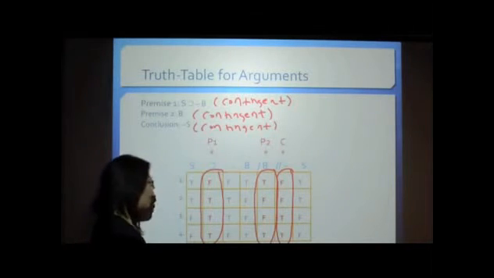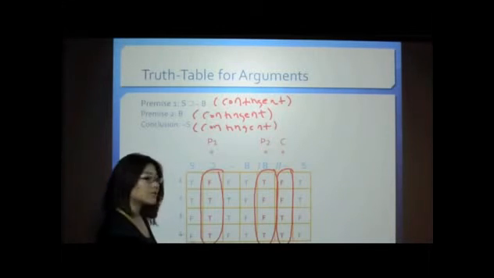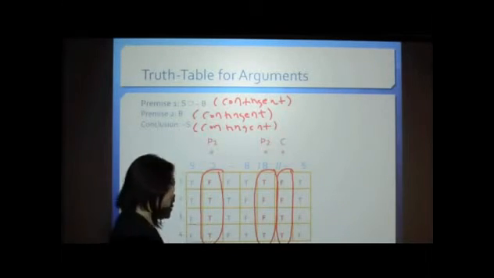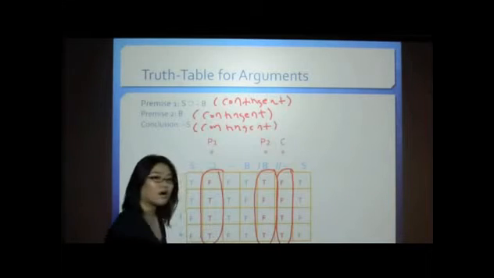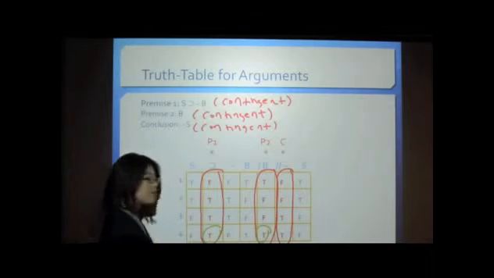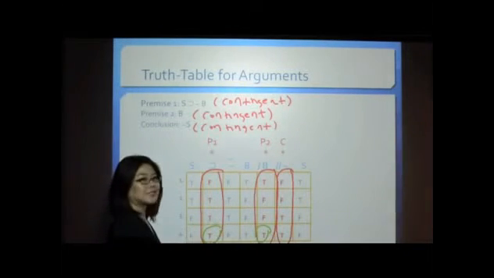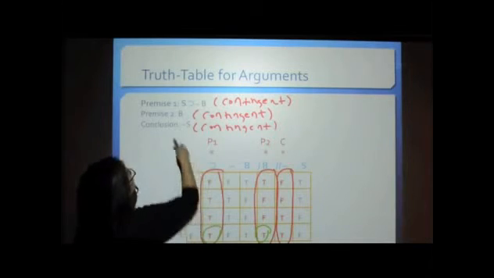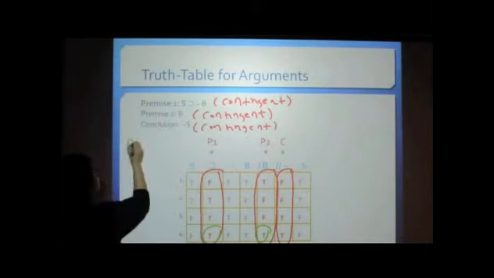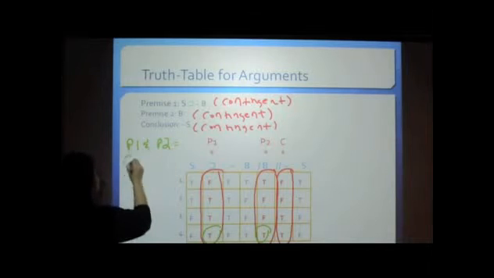However, they are consistent statements. Why? Because there's at least one line in which both statements are true, here and here. So these are going to be consistent statements. So premise 1 and premise 2 are consistent.